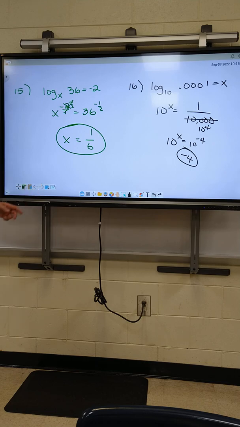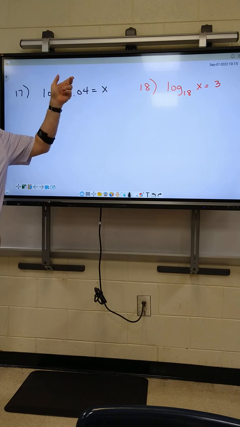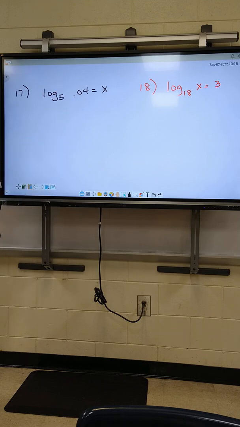All right, 17 and 18. Let's do both of these. Now, for some reason, the calculator will change 0.04 into a fraction. If it did it first block, you guys do that first and work it out.